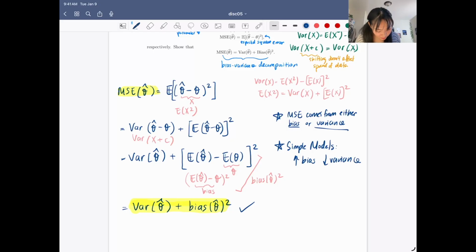Equivalently, for complex models, say we have a really complicated equation to represent the mean, our prediction. Our bias will be lower because we are doing very well at capturing what our mean is. However, our variance might increase, depending on the data, because this model is very complex and very prone to outliers and stuff like that.